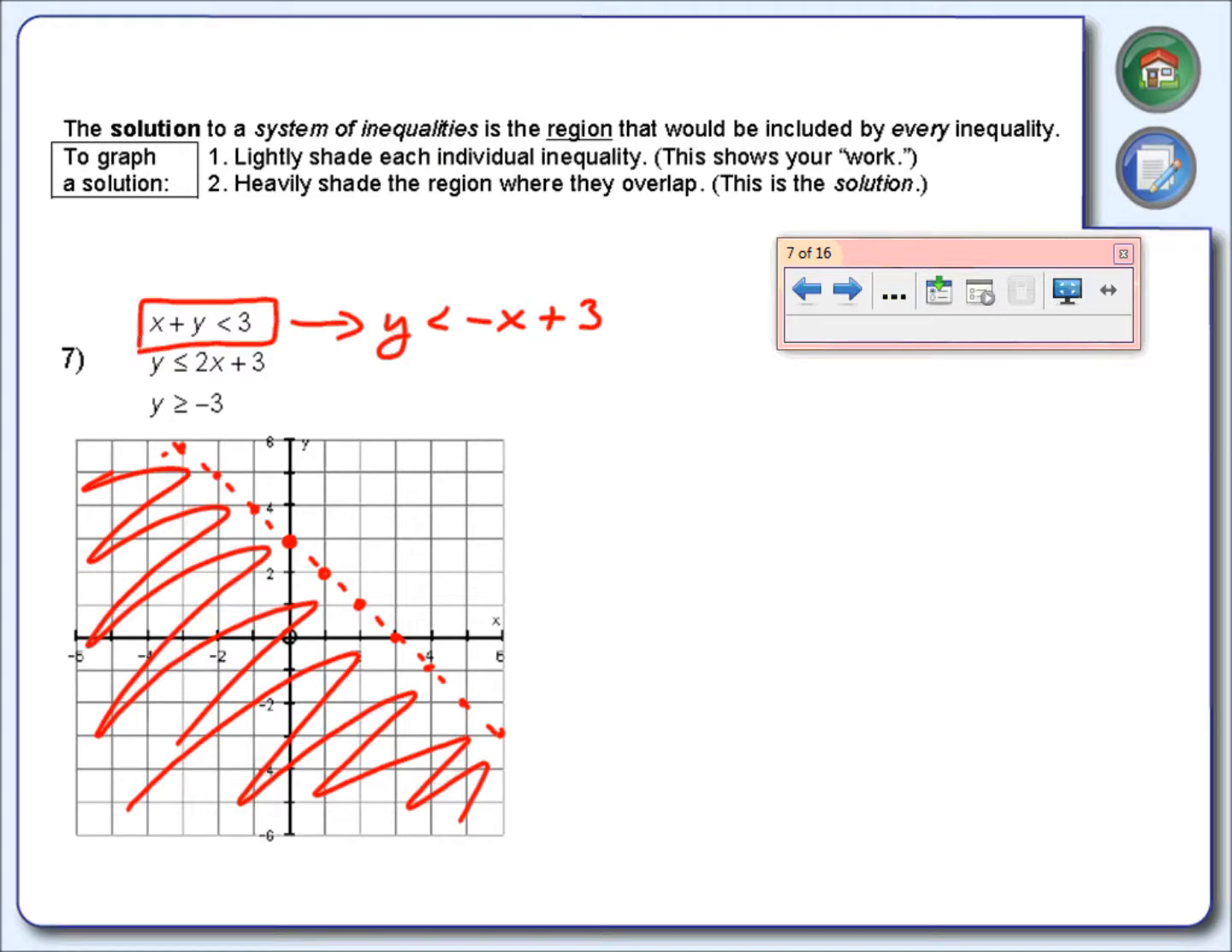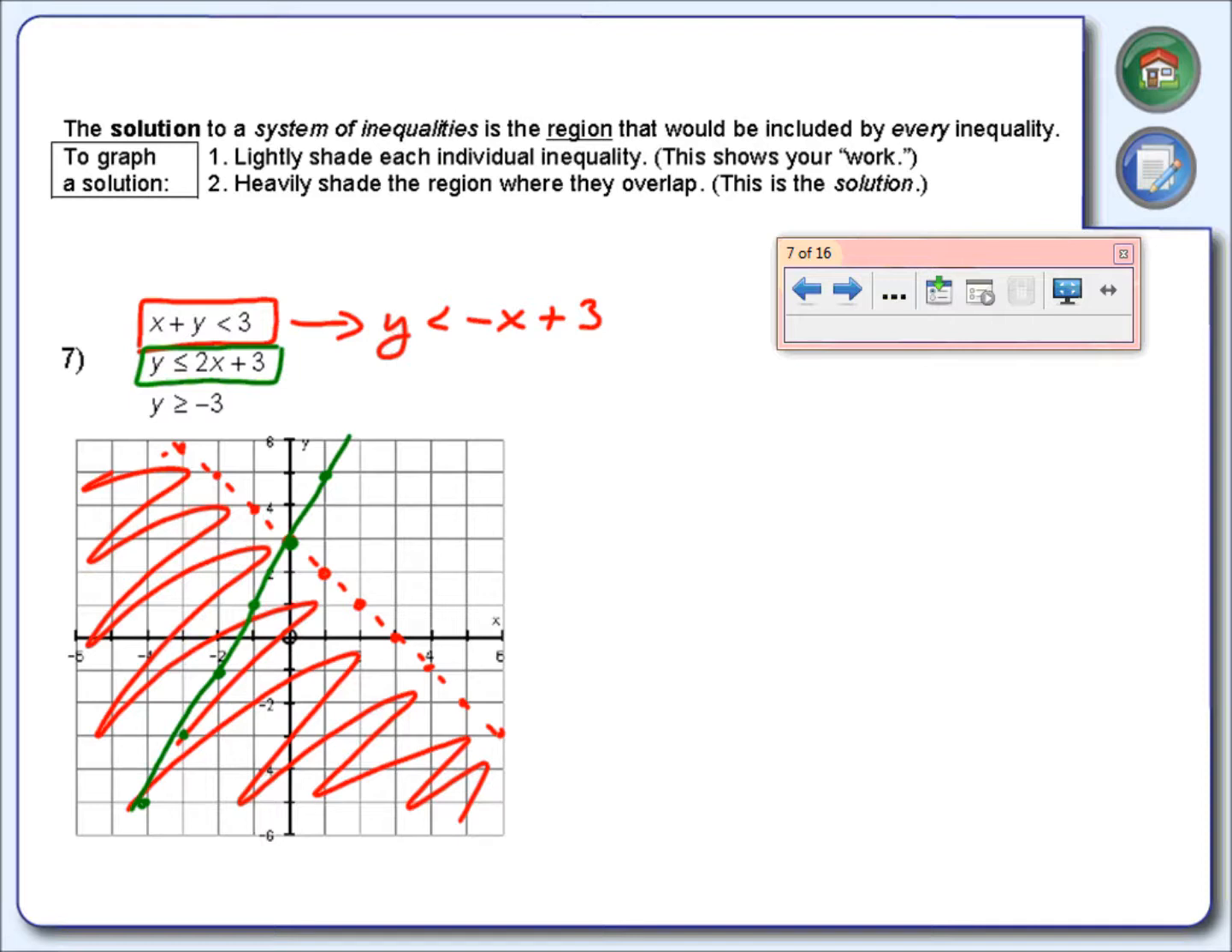Now I'm going to grab a different color and graph the second inequality. y is less than or equal to 2x plus 3. All right, so here we go. Positive 3, that's our y-intercept. The slope on that is 2, or 2 over 1. So we're going to go up 2, 1 to the right. Need more dots, so I'm going to reverse it. Go down 2, 1 to the left, down 2, 1 to the left. It does have an equal sign on it, so I'm going to make a solid line. There it is.